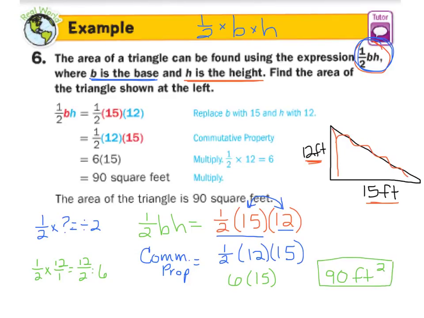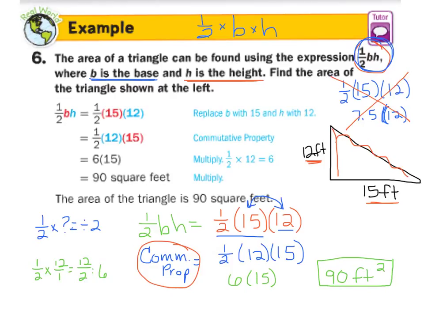Now, we could have done it the other way, and we could have left it, but look at the numbers. 1/2 of 15 times 12. Well, half of 15 is 7.5 times 12. And would you like to do that in your head? 7.5 times 12. Most of us would rather avoid using decimals. So that's why we would rather not use this way. That commutative property helps us and saves us.